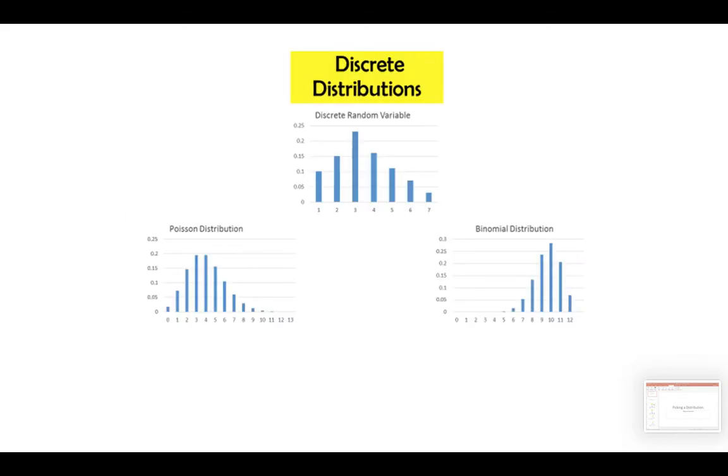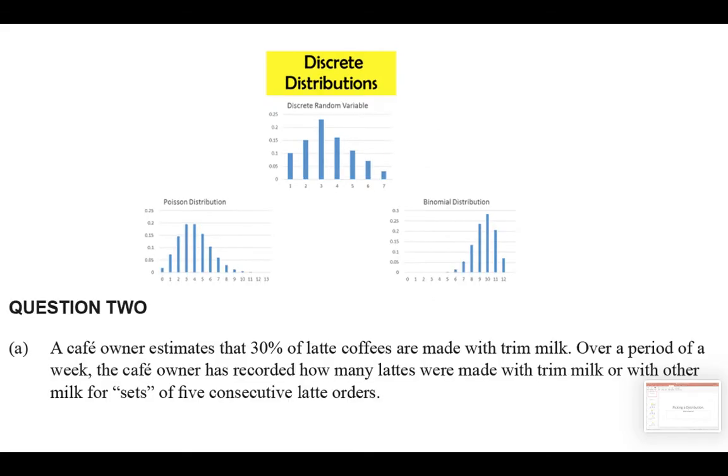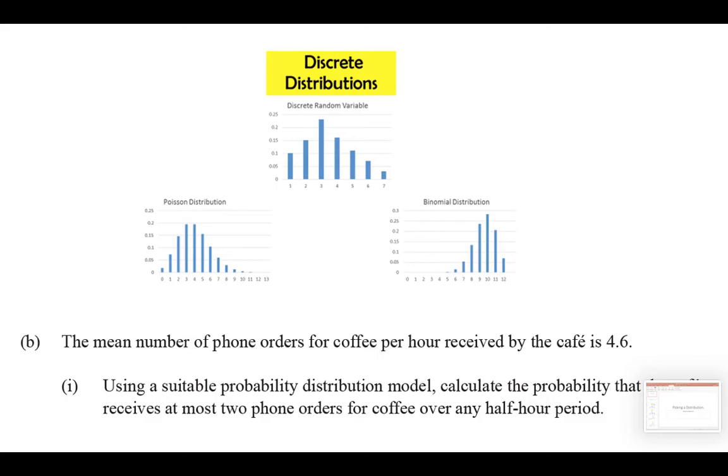So is this a Poisson or a binomial? So remember, binomial have a set number of trials with a probability given, and Poisson have an average given, which is discrete per continuous, something counted per something measured. Okay, so let's have a look here. We've got 5 consecutive latte orders and a 30% probability of it being made with trim milk. So as we've got a probability and a set number of trials, it is binomial. Okay, I'll let you work those out later.